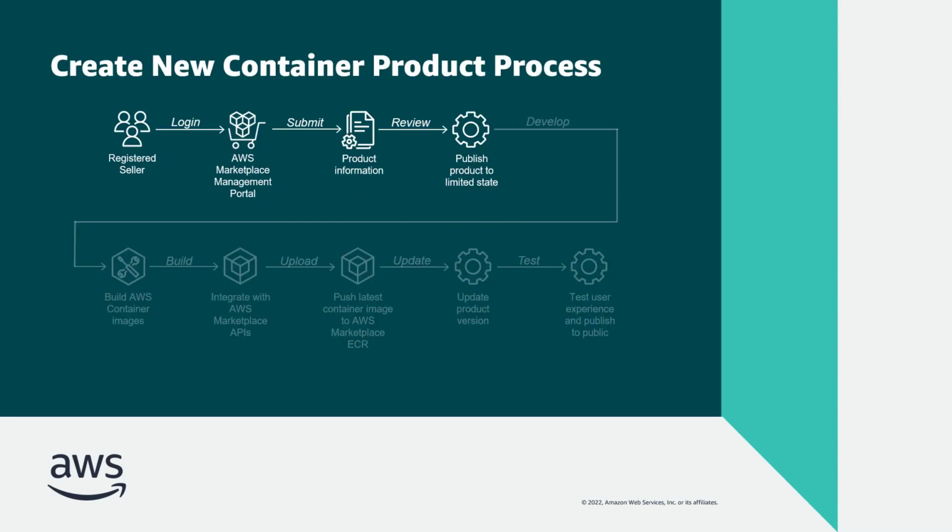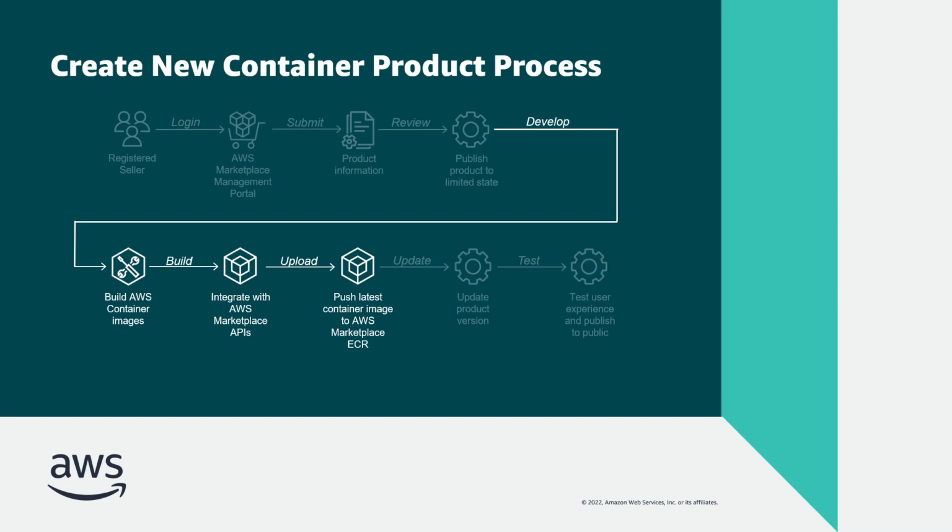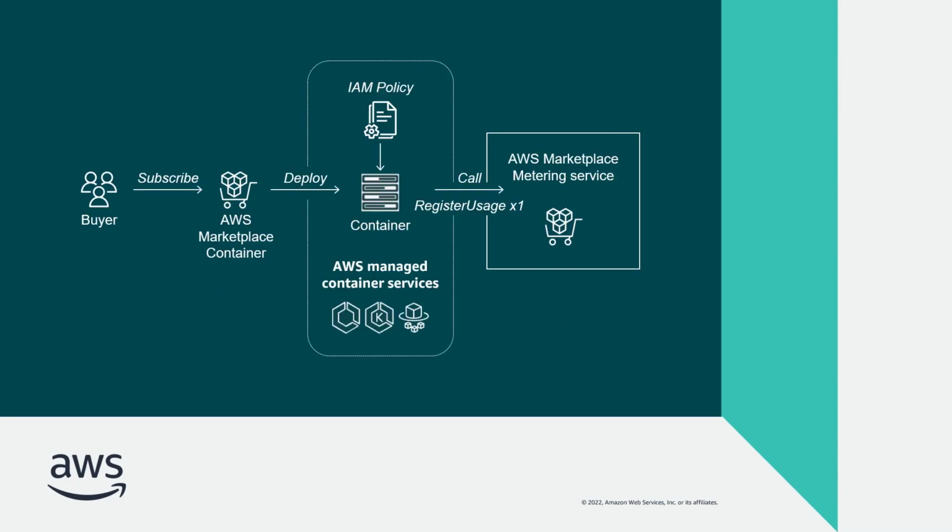In part 1, we saw how to create a container product for AWS Marketplace and publish it in a limited state. In this segment, we'll see how to complete a Marketplace API integration needed for a pricing model and build a container image for uploading it to AWS Marketplace. Specifically, we're going to deep dive into the hourly pricing model and go through the process of setting up integration with the Register Usage API using example code.